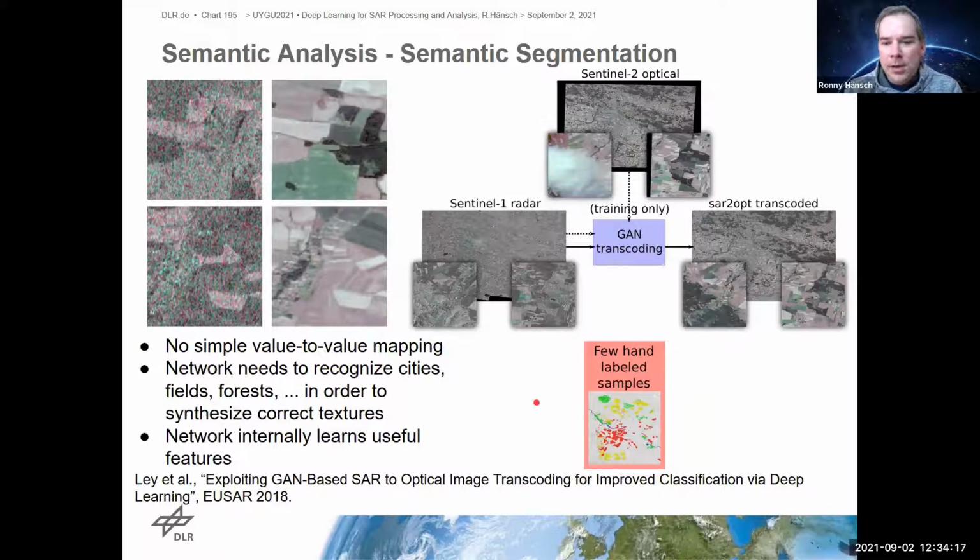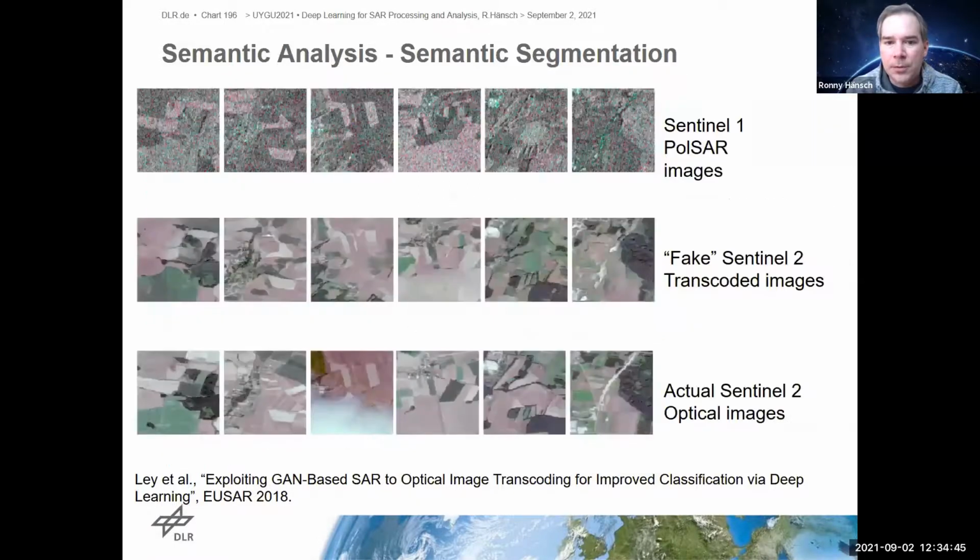The idea here is that this is not a trivial task. When the network is able to solve this, it needs to understand what kind of texture a forest has, and how it is different from the texture that a city has. We never explicitly tell the network what is a city or what is a forest, but in order to solve this transcoding task, it needs to be able to distinguish between different land cover classes to synthesize the correct optical texture. In this way, the network will learn very meaningful features that then can be used.